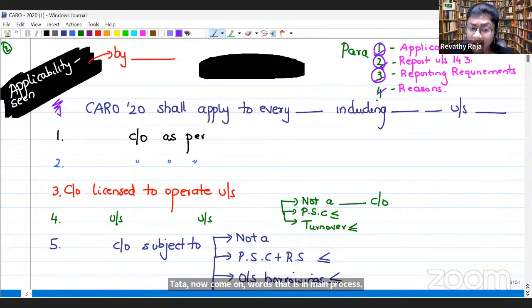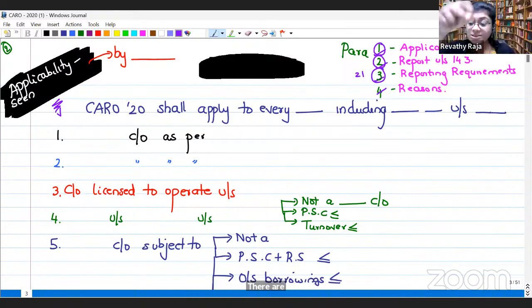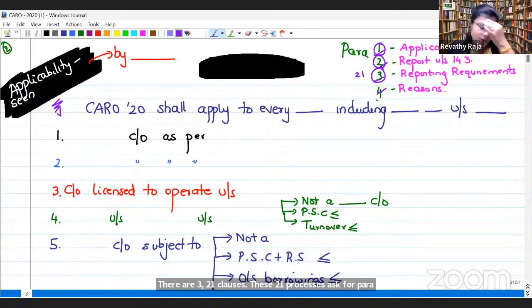How many clauses for CARO 2020? There are totally 20 plus 1, 21 clauses. These 21 clauses are as per para 3. Now, why para 4?